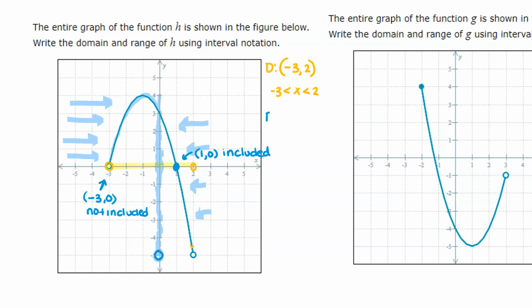So the range of this graph, lowest to highest. So the lowest this graph goes is -5, and the highest it goes is 4. Now, -5 was not included, and 4 does actually have a point that goes with it, right? -1 comma 4. So 4 is part of the range. So it will be less than or equal to.